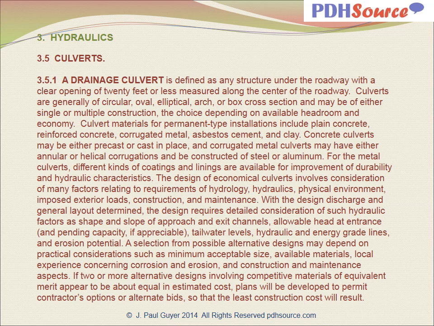A selection from possible alternative designs may depend on practical considerations such as minimum acceptable size, available materials, local experience concerning corrosion and erosion, and construction and maintenance considerations. If two or more alternative designs involving competitive materials of equivalent merit appear to be about equal in estimated costs, plans should be developed to permit contractors options or alternate bids so that the least construction cost will result.